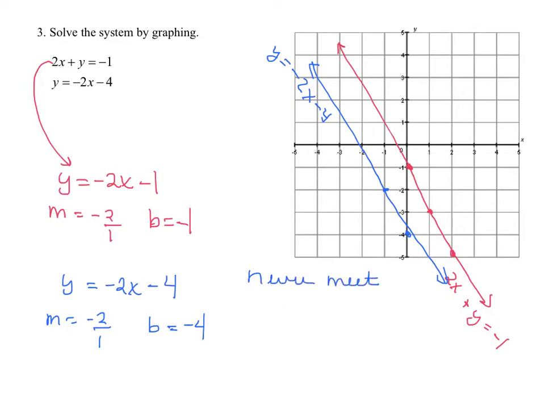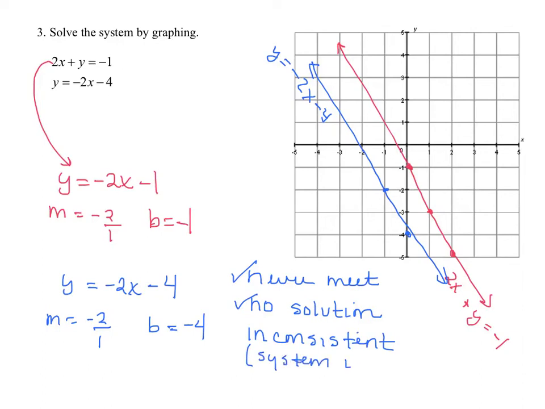So what does that mean? There is no solution. And this system is called inconsistent. So they never meet, there's no solution, and the system is called inconsistent. Check, check, check. Next.